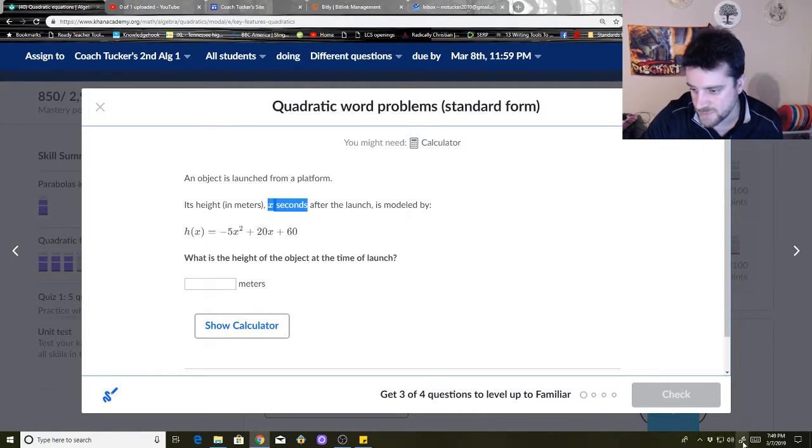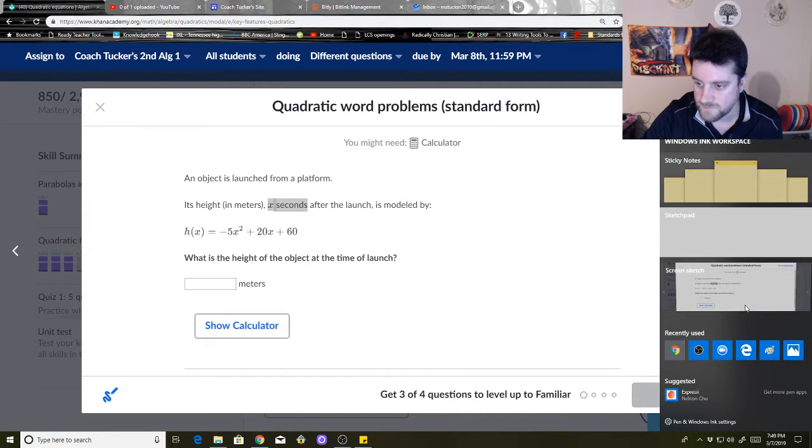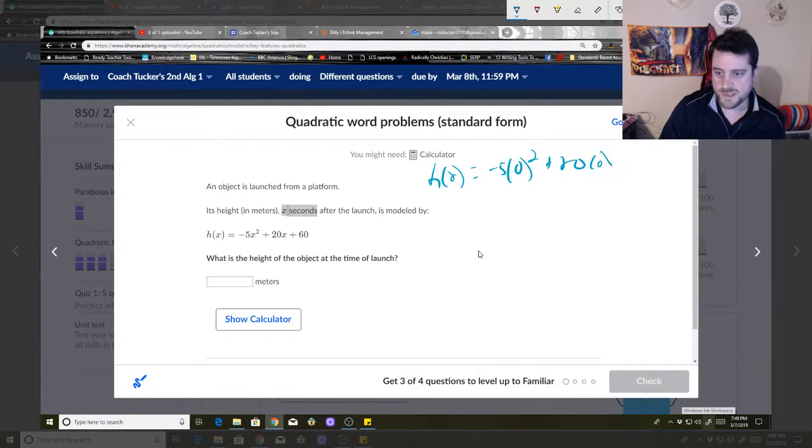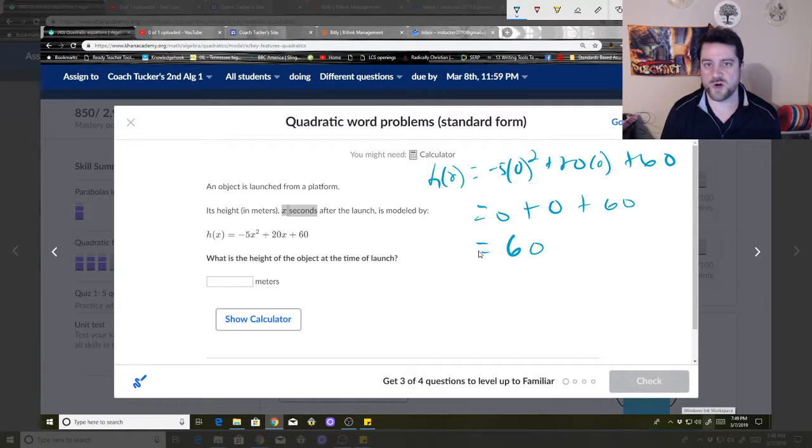So let's actually get our sketchbook out here. There it is. All right. So we're figuring out x is equal to 0. So h of 0 is equal to -5 times 0 squared plus 20 times 0 plus 60. Well, hopefully you're realizing now you didn't have to do all that, Coach. This becomes 0 plus 0 plus 60. That's just 60. That's because it's the y-intercept, right? The y-intercept is always the starting value.